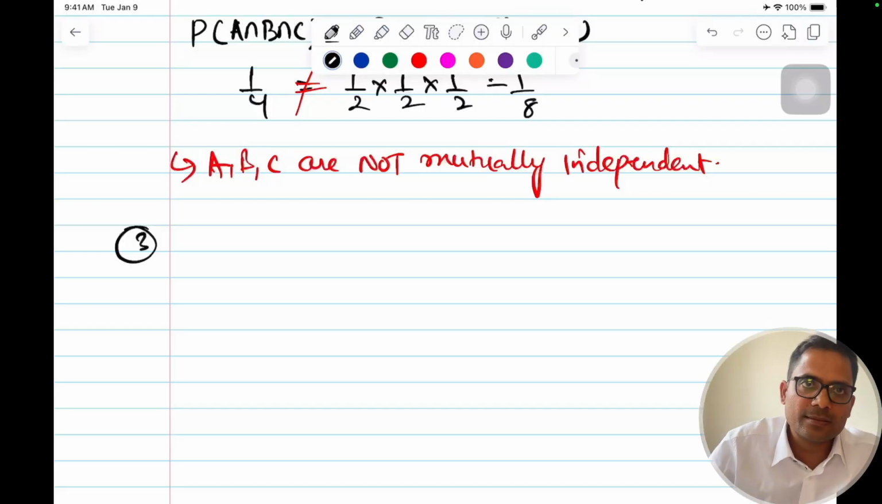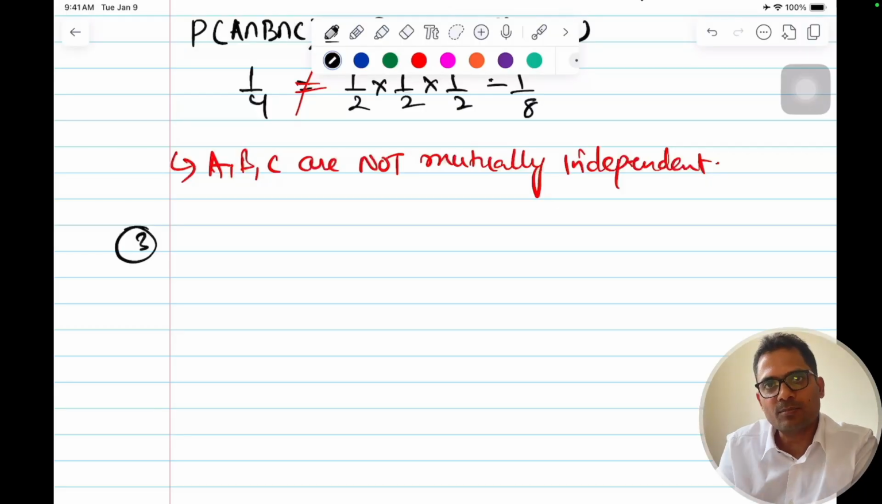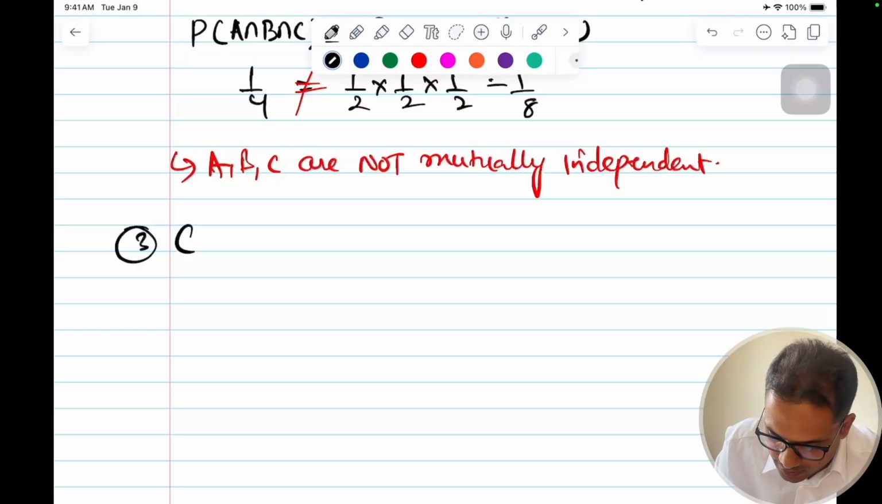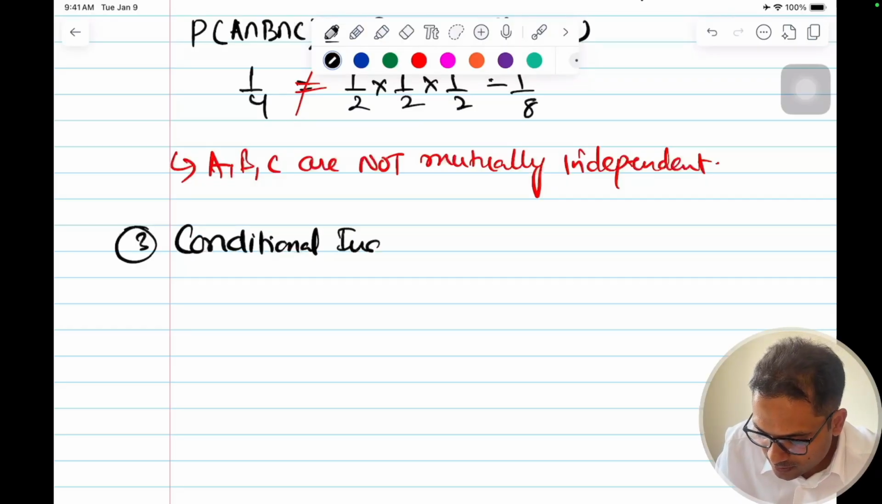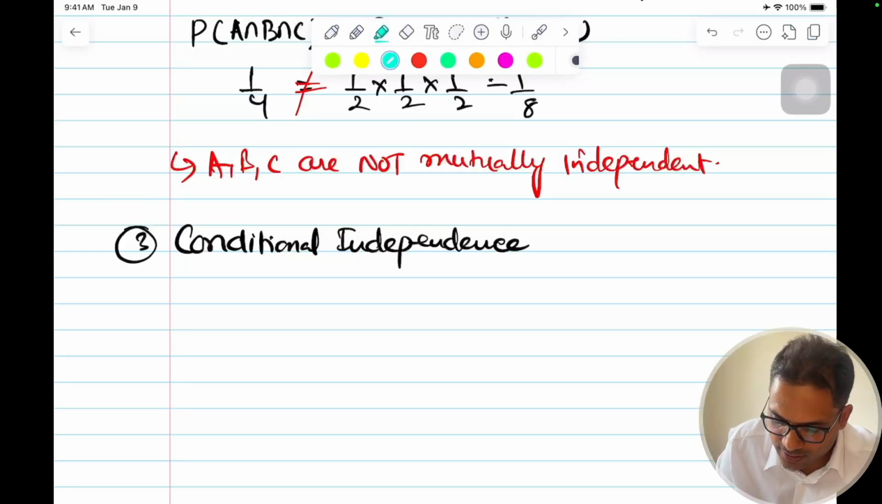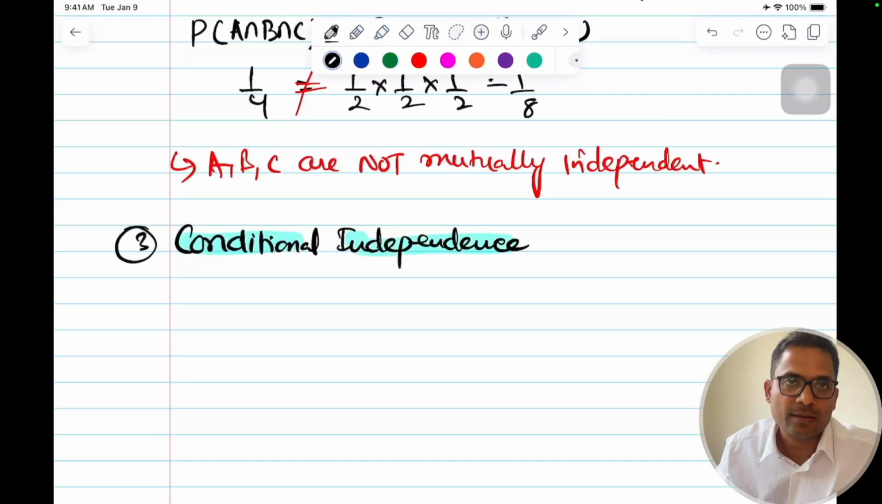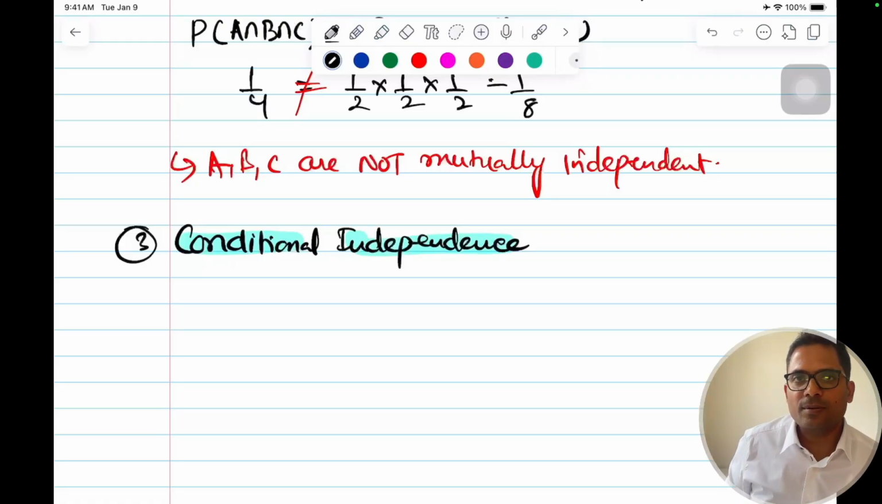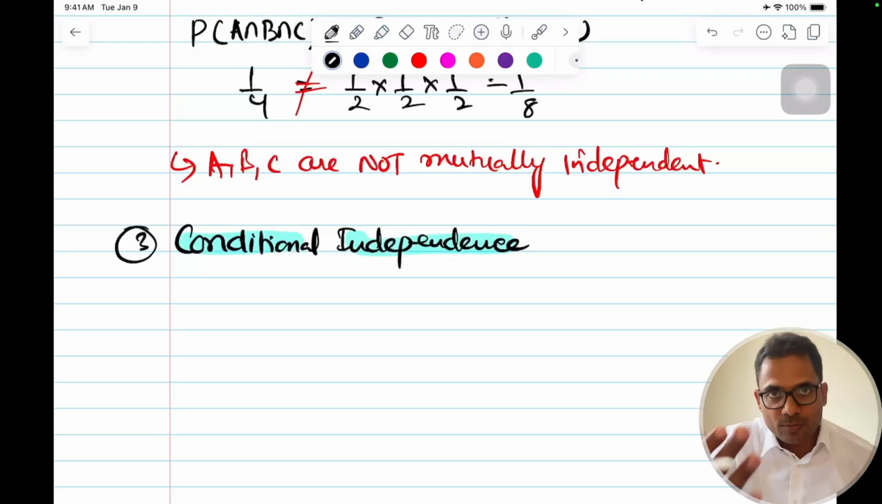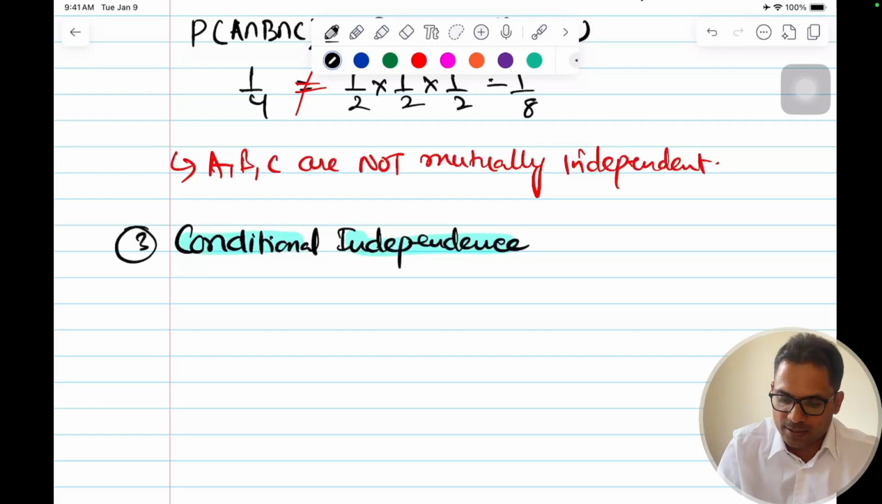So this is conditional independence. It comes from conditional probability. Your independence is conditioned on some third event. Naturally, these two events, A and B, may not be independent. But if you bring in a third event or a new information, then these two events become independent, and that is called conditional independence. How do we write it in words?